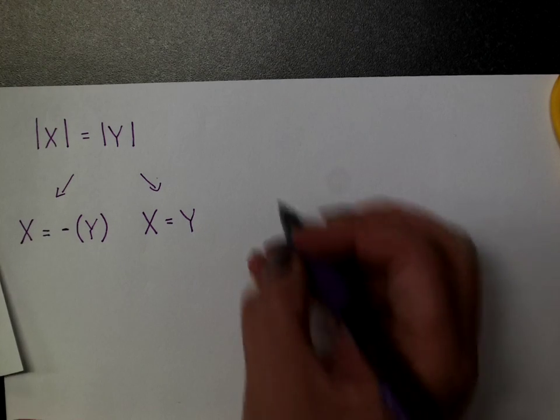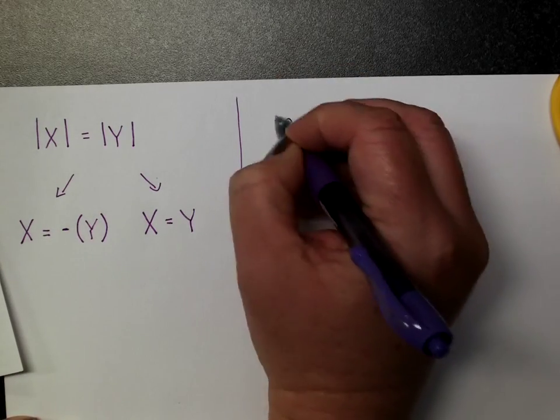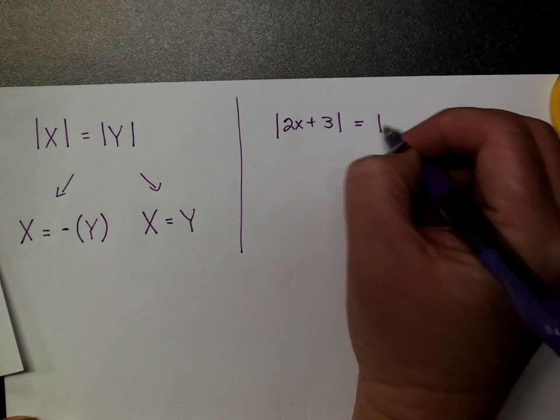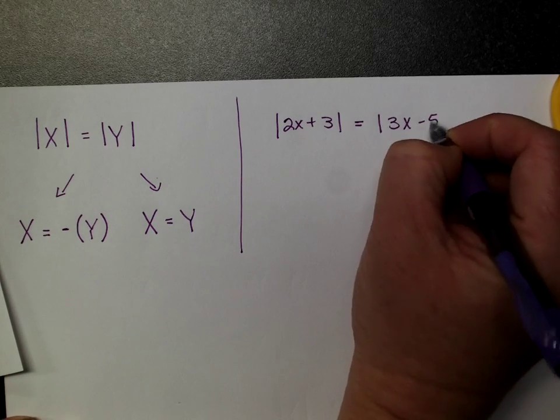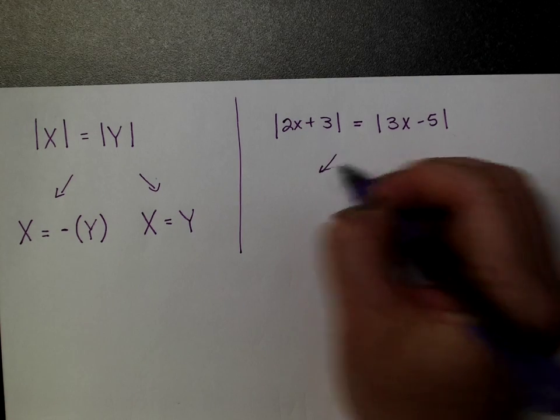So let's say you've got, as an example, the absolute value of 2x plus 3 is equal to the absolute value of 3x minus 5. Like I said, you're not going to have to worry about isolating these. There'll be nothing outside those bars, just an absolute value on the left, absolute value on the right. So you're ready to drop and split.